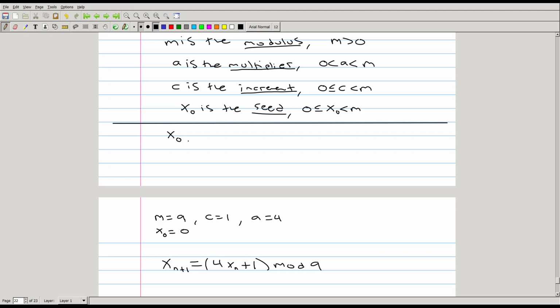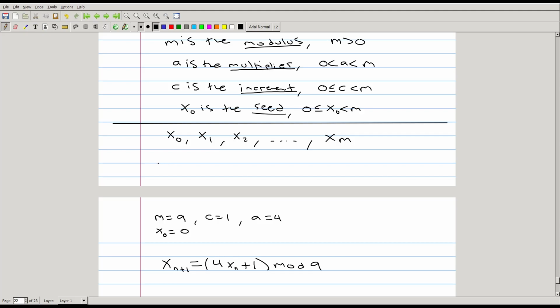X0, X1 is the first output, X2 is the second output, and so on and so forth, all the way up to Xm. And what we do is we divide each one of these by the modulus.